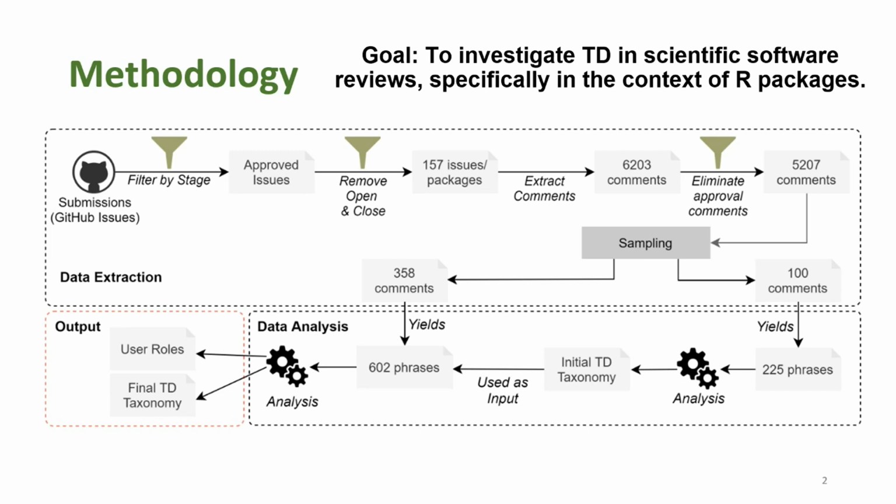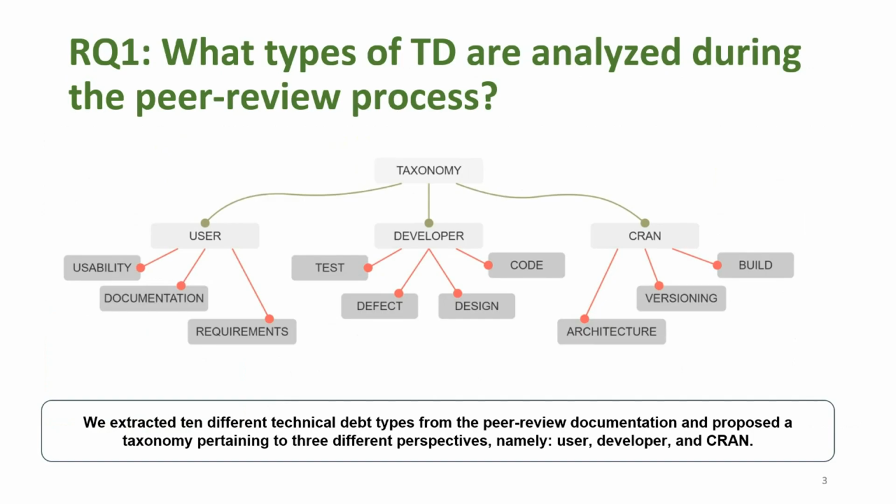We first classified 100 comments as part of the learning process and came up with an initial taxonomy of 10 types of debt. Then we classified 358 comments using the taxonomy of 10 types of debt. We also extracted the unique user role.